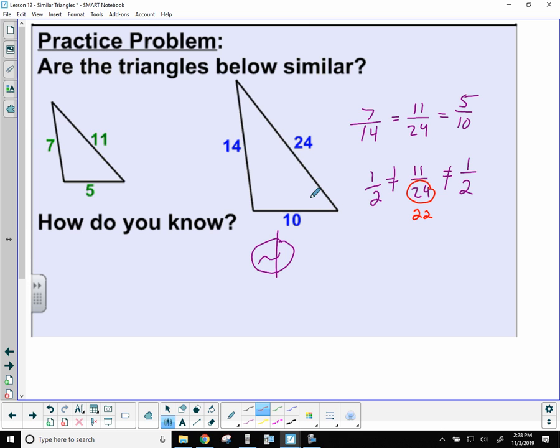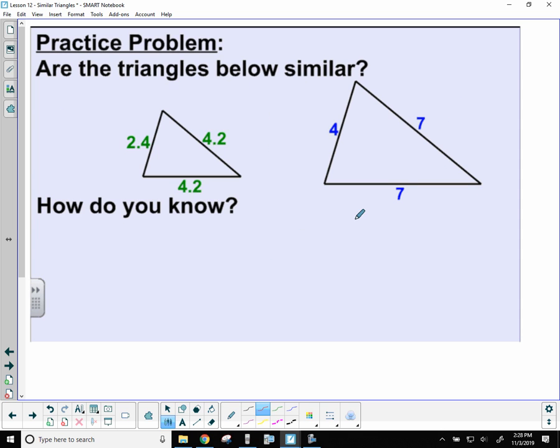Alright, again, some sides are already kind of the same, so I'm just going to do 2.4 over 4, and that should be proportional to 4.2 over 7. Again, I don't need to list the other side. Once is enough. So you can get your handy dandy calculator. This side is 3/5. Punch in the next one. 3/5 again. So these two are similar, and we can say yes by side-side-side.